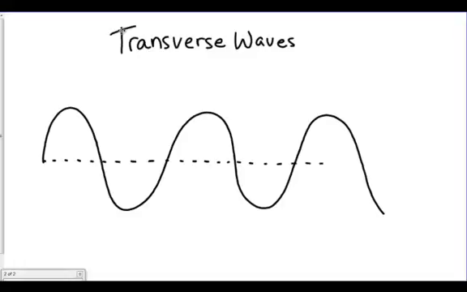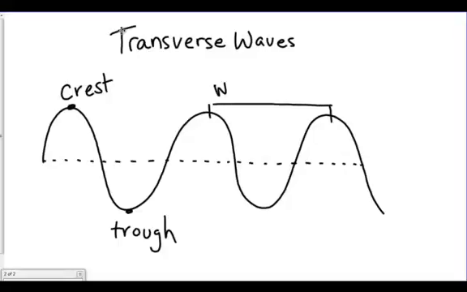Now, I can take my wave and divide it in half, and we have some important pieces to this wave, so if you want to write that in your notes, that would be great. The very top of every wave is called the crest. The very bottom of every wave is called the trough. If I go crest to crest or trough to trough, that is called my wavelength.